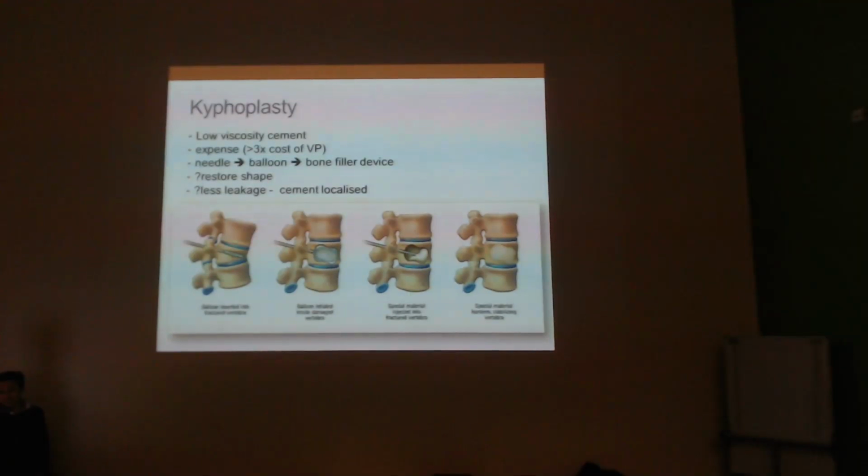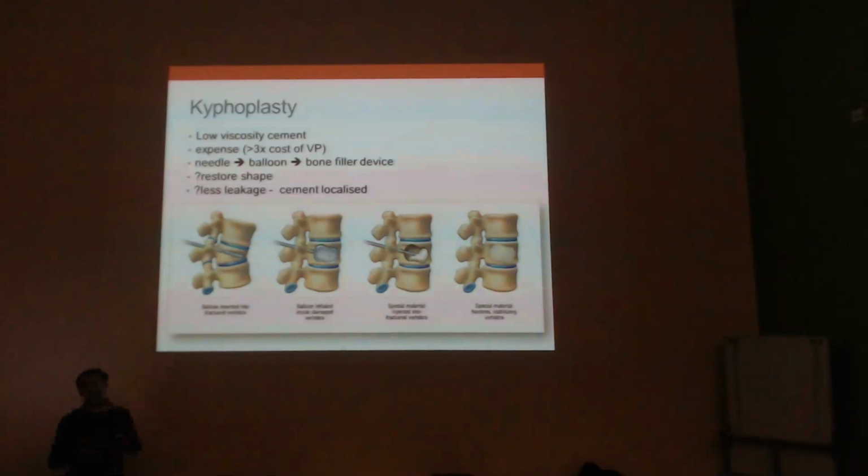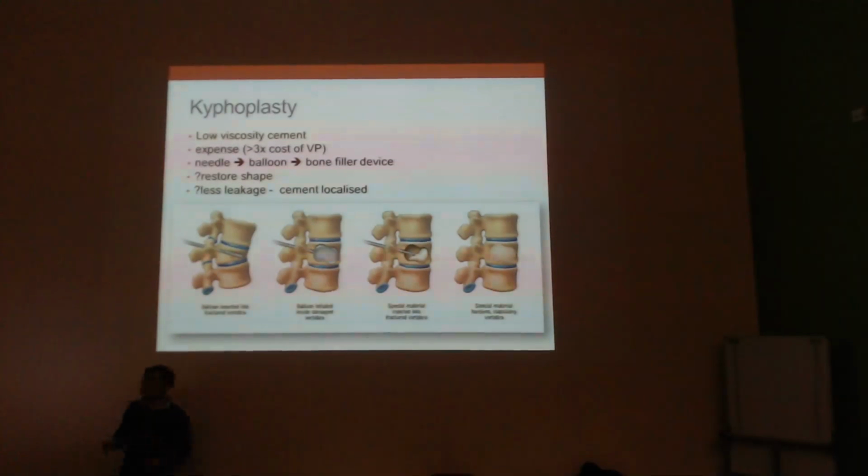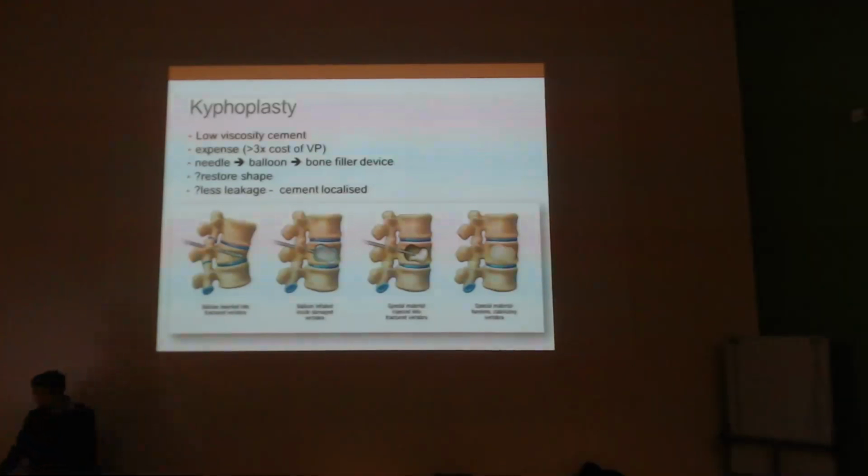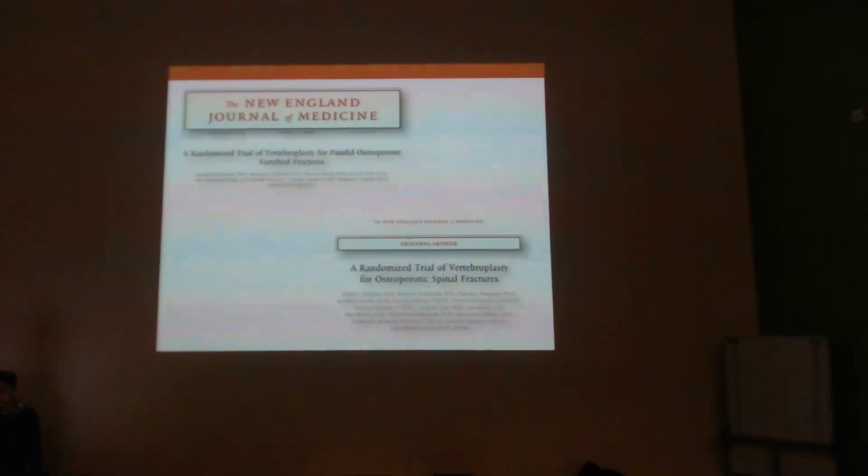Another option is kyphoplasty, but this is much more expensive, and it involves inflating a balloon and injecting cement into the bone. The thought process behind the balloon is that it can restore the shape, and because you're using lower viscosity cement and creating a void and filling the void, it's less likely to leak. So that's the thought process behind it.